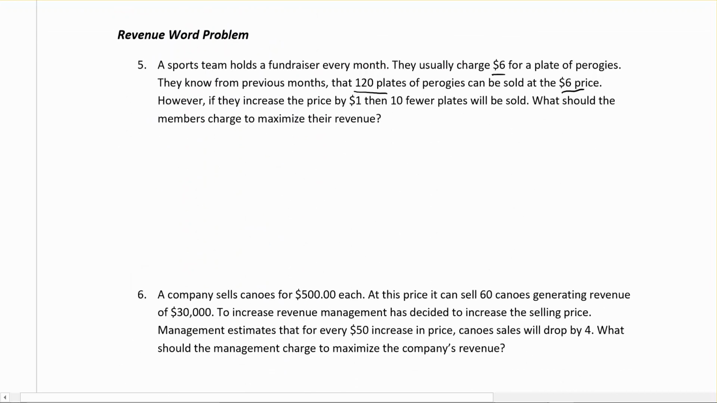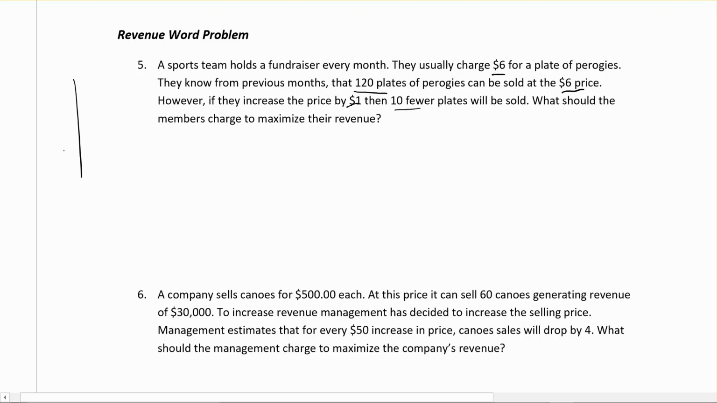Okay, so doing this one: a sports team holds a fundraiser every month. They usually charge $6 for a plate of pierogies. They know from previous months that 120 plates of pierogies can be sold at the $6 price. However, if they increase the price by $1, then 10 fewer plates will be sold. What should the members charge to maximize their revenue?